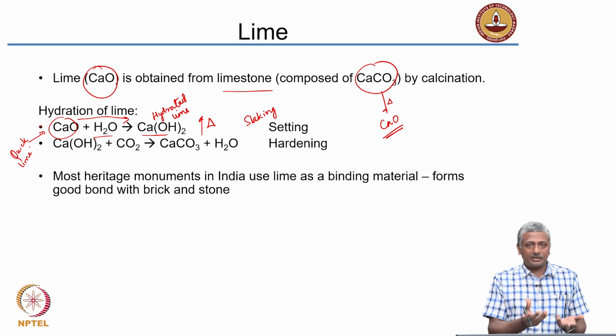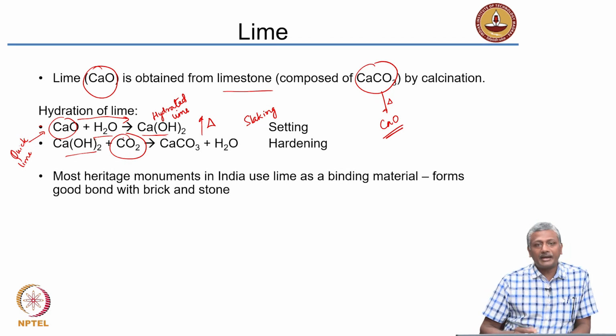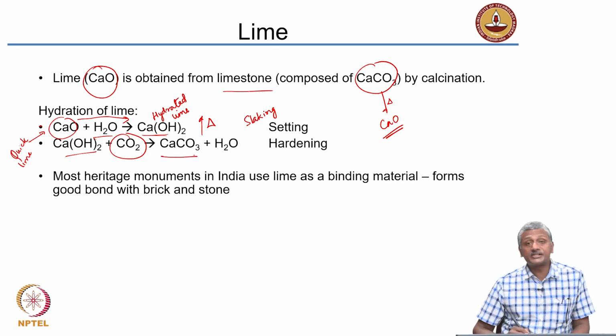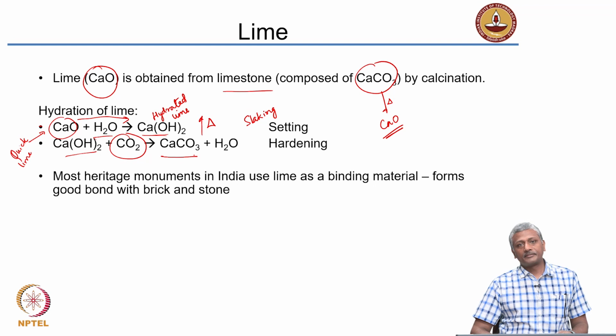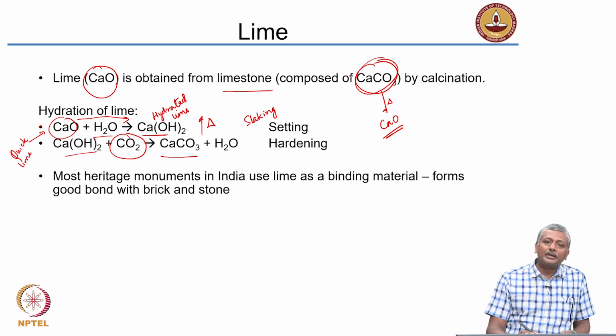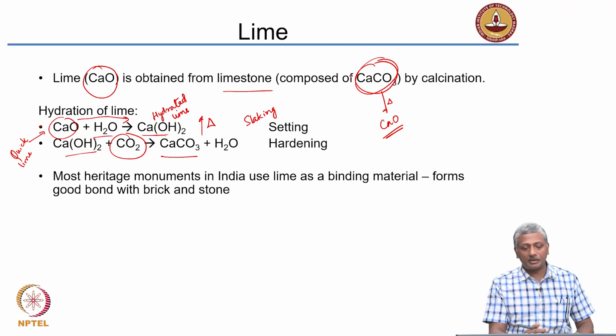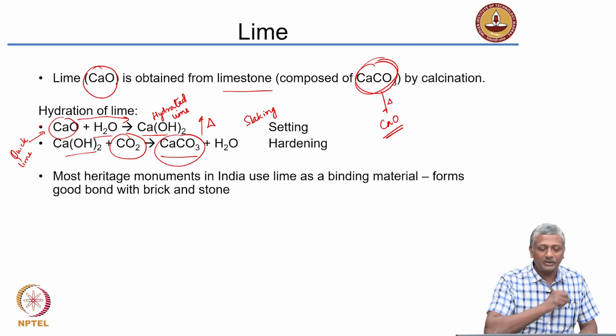But how does it gain strength? The hydrated lime basically picks up the CO2 from the atmosphere and converts itself to calcium carbonate. Now that's very interesting. We started off from calcium carbonate to form lime, and then we hydrated the lime and carbonated it. That means it took up the atmospheric carbon dioxide and again converted back to calcium carbonate.